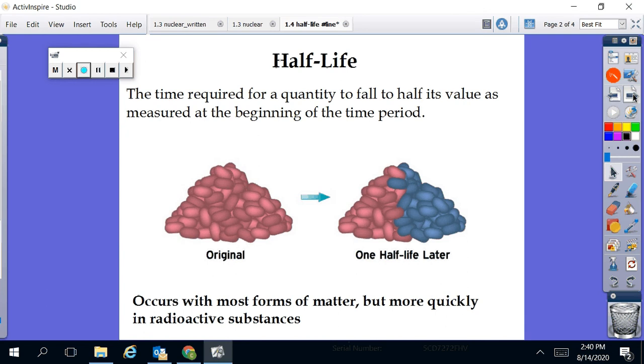So reading the definition, it's the time required for a quantity, usually a radioactive quantity, to fall to half its value measured at the beginning of the time period. So if you start out with a nucleus on the left, one half-life later, half of it will be gone. Okay, and half-life occurs with most forms of matter, but it happens more quickly in radioactive substances.